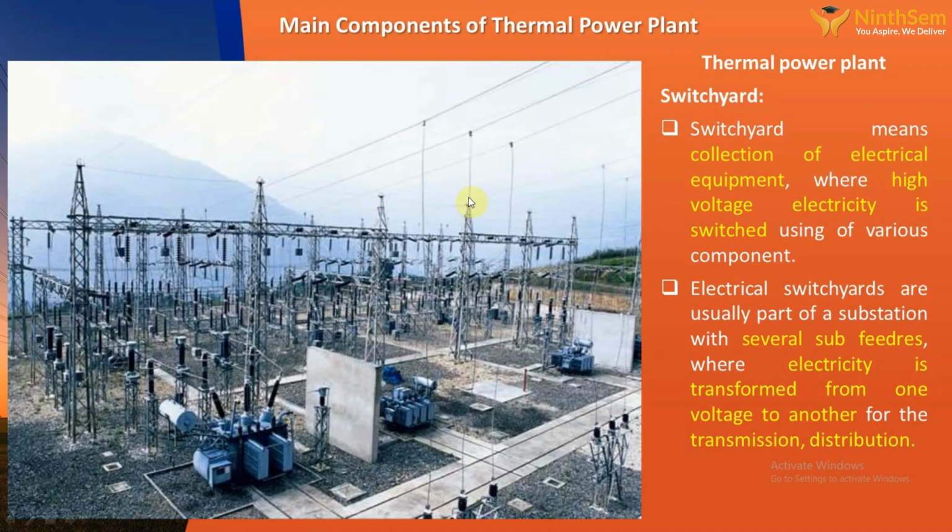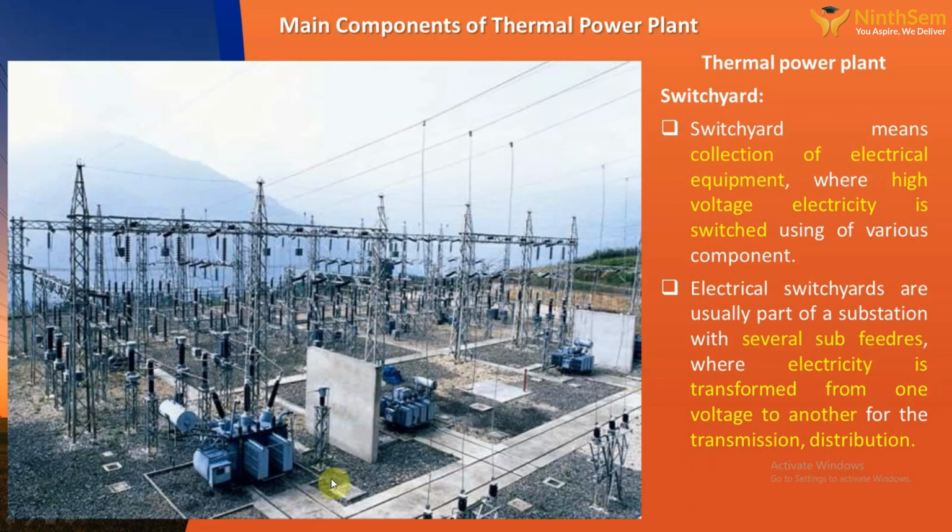So here the switchyard is a collection of several electrical equipments like switches, isolators, breakers. All the electrical equipments are involved in that. It has high voltage electricity involved, and the switching takes place. When you are exporting the power, it is transmitted through different sets of feeders, meaning different transmission lines. These transmission lines are switched on or switched off with the generator side. Electrical switchyards are usually part of a substation with several sub-feeders where the electricity is transformed from one voltage to another for transmission and distribution.